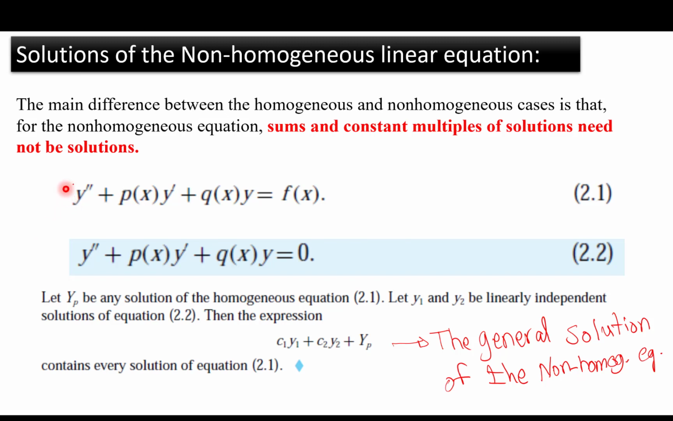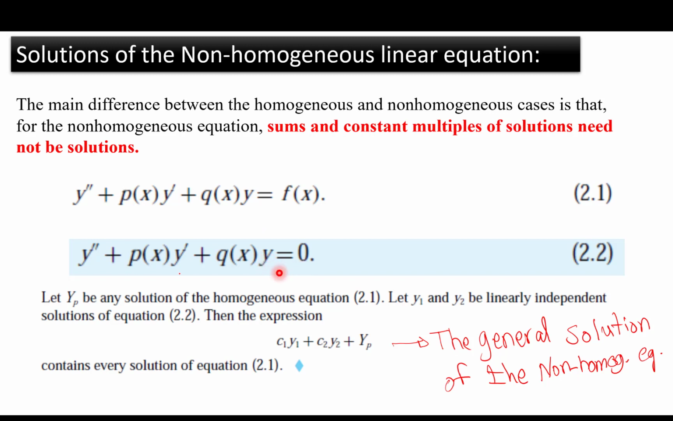So we have the same left hand side, y double prime plus p of x y prime plus q of x y equals a function called f of x. We call it f of x. So there is a difference between the homogeneous and non-homogeneous.